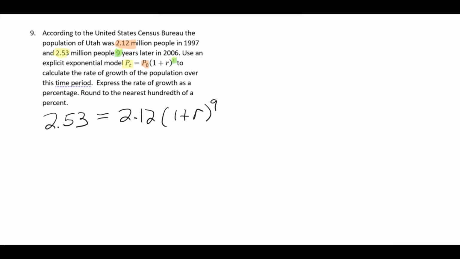Now the 9 can be seen if you do 2006, subtract 1997. That's the way that you could find out that 9 years had passed if they don't give you the 9 and instead just provide you with the before and after dates. Just subtract them, you can see how many years have passed. Okay, so now we need to figure out how to solve for R.